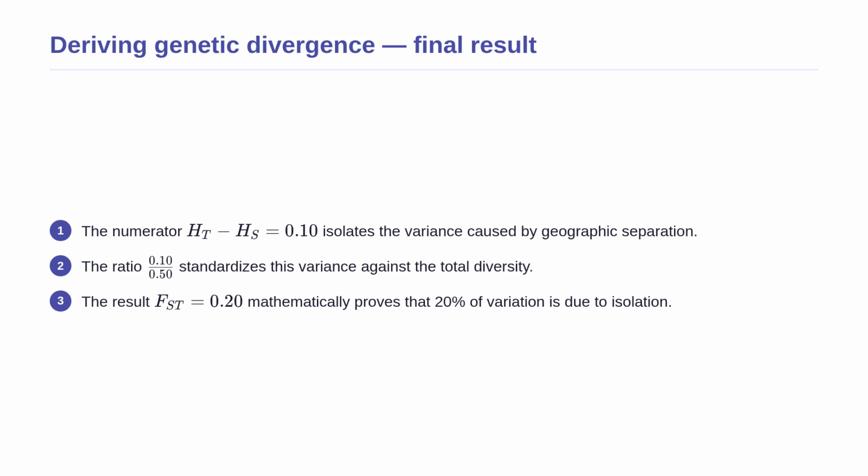An index value of 0.20 mathematically proves that 20% of the total genetic variation is due to the frogs living in different ponds. This proves that microevolutionary changes are actively driving these two populations apart, potentially leading to separate species.